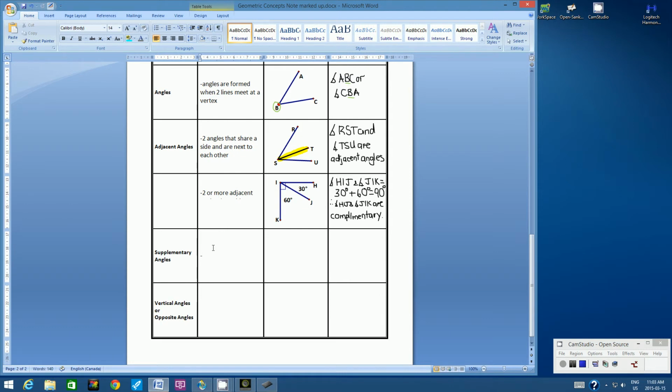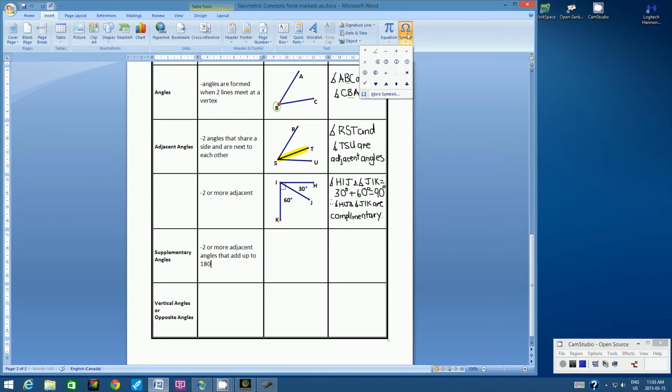All right, supplementary angles. Two or more adjacent angles that add up to, and this time it's a different sum. It's not 90 degrees because that was the definition for complementary angles. It would be 180 degrees. Okay? So again, if you finish the Geometer Sketchpad unit, you've had some experience with these. So what does that diagram look like?